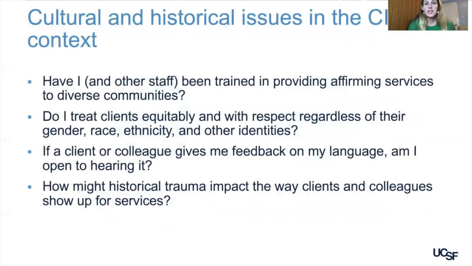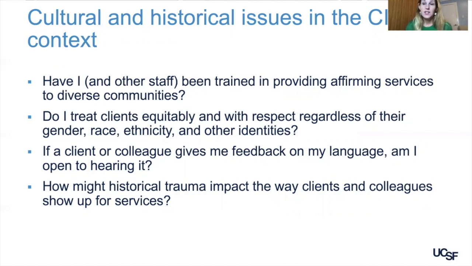And then there are cultural and historical issues in the case investigation and contact tracing context. So it's important to ask ourselves at this point, have I or other staff been trained in providing affirming services to diverse communities that have struggled with cultural and historical racism and other stigmatizing things, immigration status, others? Have I been trained in that? Do I know how to be sensitive to that? Do I treat clients equitably and with respect, regardless of their gender, race, ethnicity, and other identities?